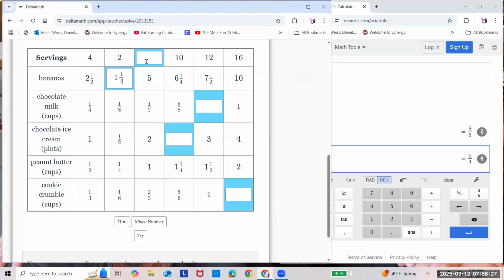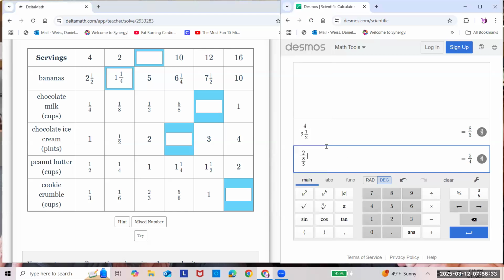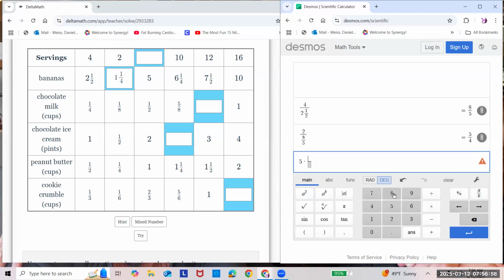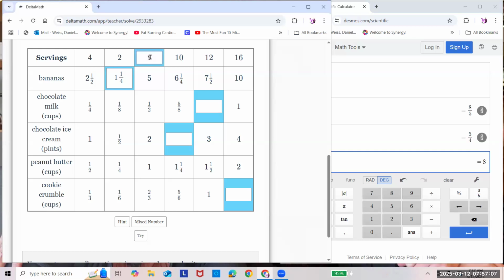All right. Now, if 2 divided by 8 over 5 is 5 over 4, wouldn't 5 over 4 or 1 1/4 times 8 over 5 equal 2, right? So then what I'm going to do is I'm going to do 5 times 8 over 5. So what's 5 times A over B? 8 over 5. That would be 8. So right here is going to be 8.